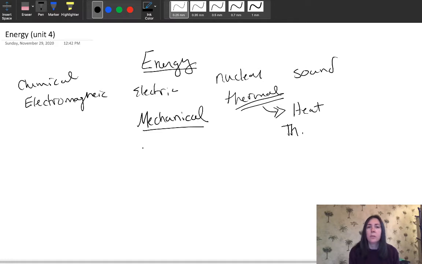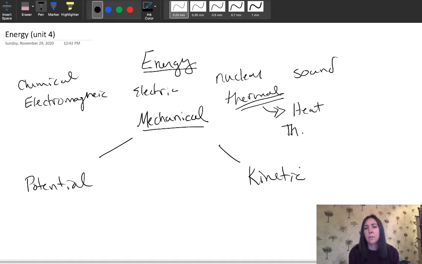Now, mechanical energy is made of two different forms of energy. It's made of potential energy, and it's made of kinetic energy. And so if I were to write an equation for mechanical energy, it would be ME equals KE plus PE. Kinetic energy plus potential energy. Total mechanical energy is all of the kinetic energy plus all of the potential energy.